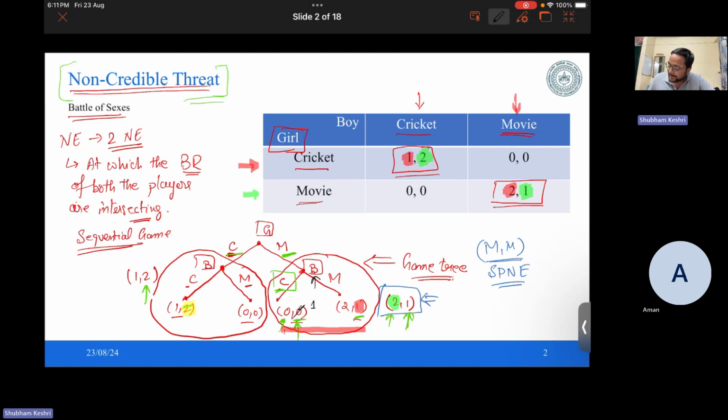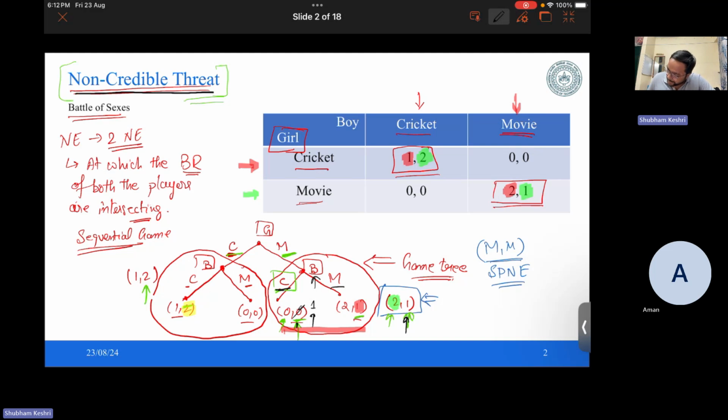The boy would say that I will play cricket, not movie, if you play movie. Then his utility for cricket is also 1 and his utility for movie is also 1. Therefore, this threat would have been credible. Alright, so this is what a non-credible threat is.